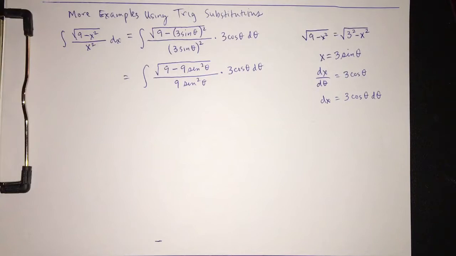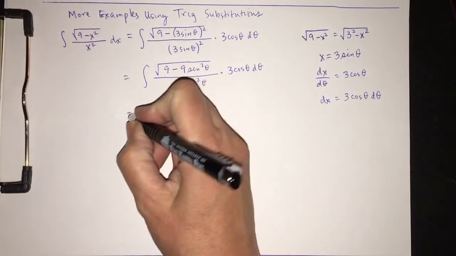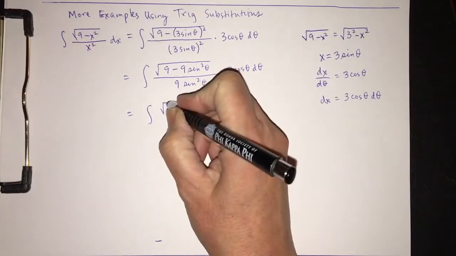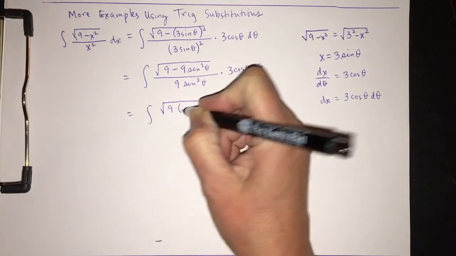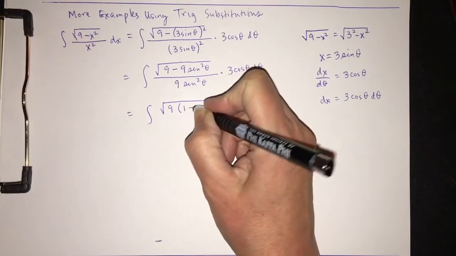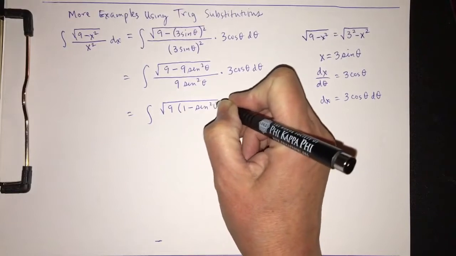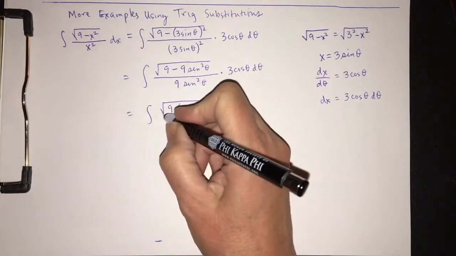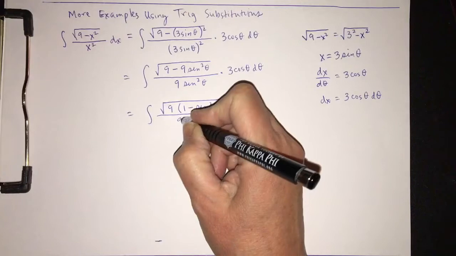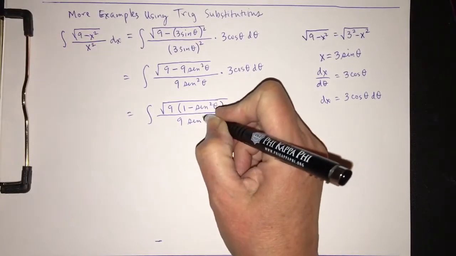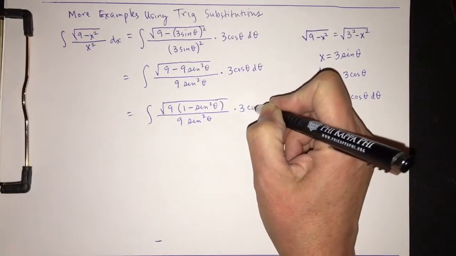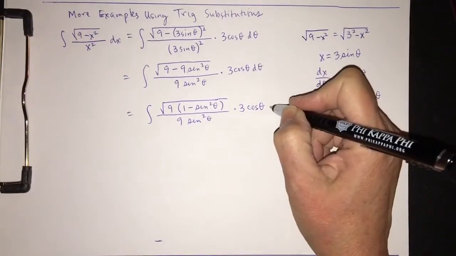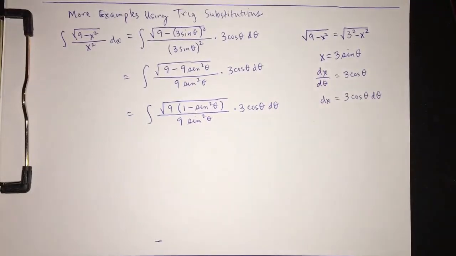In the numerator, I'm going to factor a 9 out that's under that square root sign. I'll write it like this: the square root of 9, open parentheses, 1 minus sine squared theta, all of that under the square root sign. And the denominator is 9 sine squared theta. And then all of that multiplied by 3 cosine theta d theta.